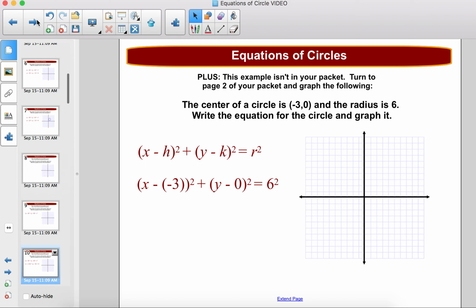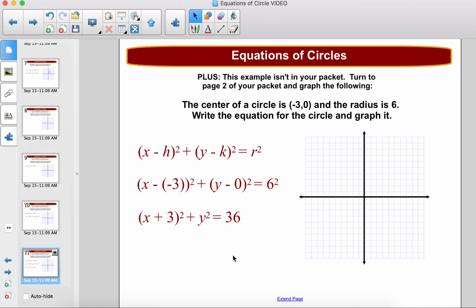So nice in order. Here's my work this time because it's a little bit trickier. So notice I have the minus -3. So that means it's going to be a plus. Minus 0, well, I know minus 0 doesn't do anything, so I'm just going to leave that off. And 6 squared, I do in fact want you to write out whatever 6 squared is. Don't write 6 squared, write 36.